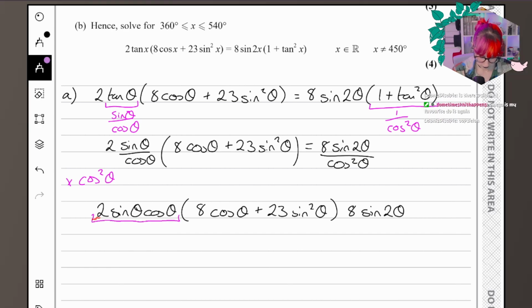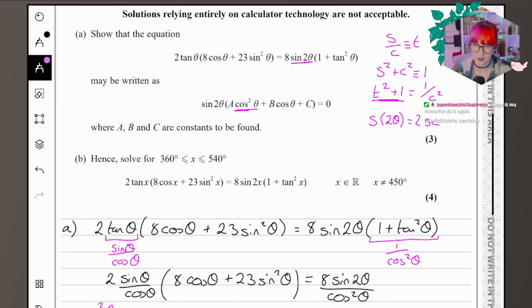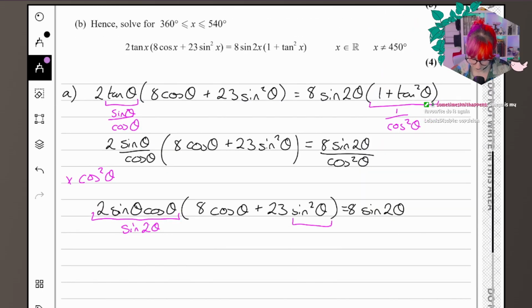So we've got this 2 sine theta cos theta. And for some reason I just got rid of the equals, so there's an equals there as well. So 2 sine theta cos theta, as we said, is sine of 2 theta. And then we want cos squared, because up here it's got cos squared, not sine squared. So we need to put that in as well.